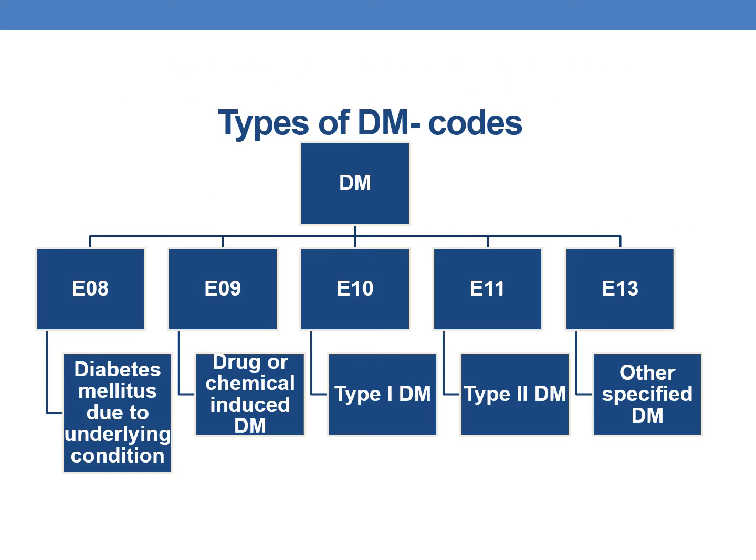Now coming to the various categories of diabetes mellitus: E08, which deals with diabetes mellitus due to underlying condition. Next is E09, drug or chemical induced diabetes mellitus. Next is E10, type 1 diabetes mellitus. E11 is type 2 diabetes mellitus, and E13 is other specified diabetes mellitus, for example, post-procedural diabetes mellitus.